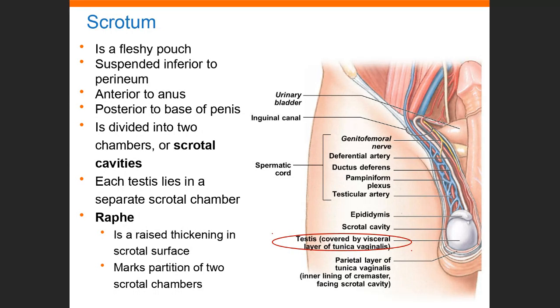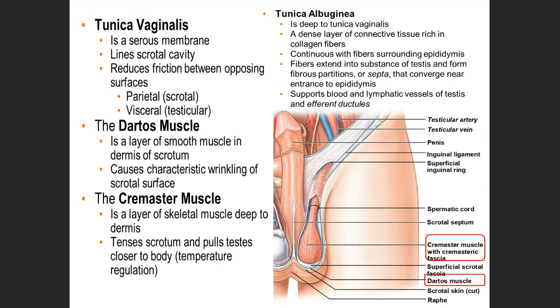And by giving me that, I create a little bit of freedom of movement between the testes and the skin and the surrounding tissues. All right? And the raphe is the raised thickening in the scrotal surface that helps make the 2 partitions that keep your 2 testes separated from each other. Okay. So again, our dartos muscle is going to be a layer of smooth muscle in the dermis of the scrotum. So these are cells in the dermal layer, all right? And they are going to give you some characteristic wrinkling of the skin.